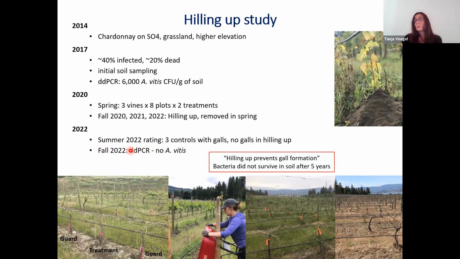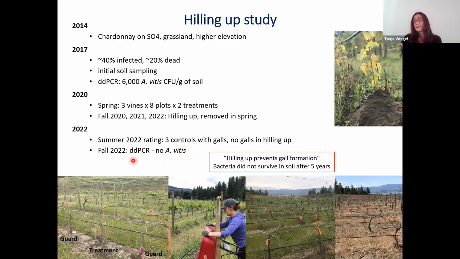And we rated for crown gall in summer of 22. We found that 3 of the plants that did not have soil healed up, so that were unprotected, had galls that developed. But we did not find any galls in any of the plants that were healed up. I have to say that we only had 8 replicates in total. So this is 3 out of 8. And this is a low number, but no galls in any of the healed up vines.